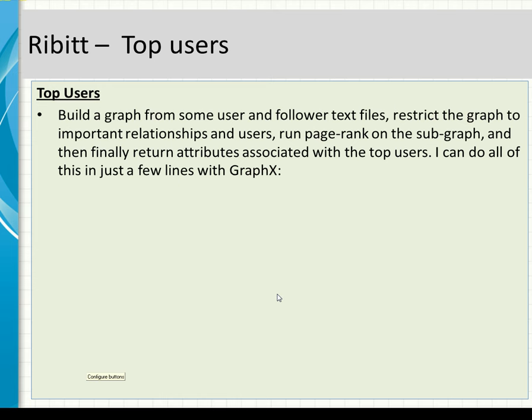In this particular example, I'm going to build a graph for some user and follower text files, then restrict the graph to important relationships and users, run PageRank on the subgraph, and then finally return attributed associates with top users. And with the power of Graphx, I can do all of that in very few lines with Graphx on Spark.